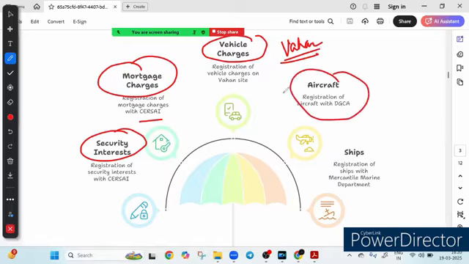Then what about aircraft? Yes, even aircraft charges are registered, but this time with the DGCA, the Directorate General of Civil Aviation. What about the ships? Finally, for ships, the asset registration happens with the Mercantile Marine Department, securing the lender interest in the maritime asset. So all the registration work like an umbrella, offering legal protection to lender and stakeholder across various industry.